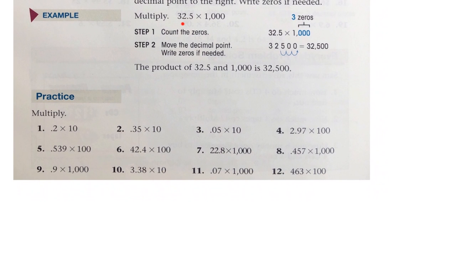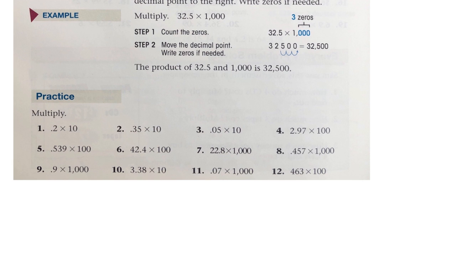For example, multiply 32 and 5/10 times 1000. Well, 1000 has 3 zeros. That's step 1, count those zeros. Step 2 is move the decimal point. Write zeros if you need to. So we've got 3, 2. The decimal started there and goes over 3 times. 1, 2, 3. We added 2 zeros as we moved to the right, so the product is 32,500.